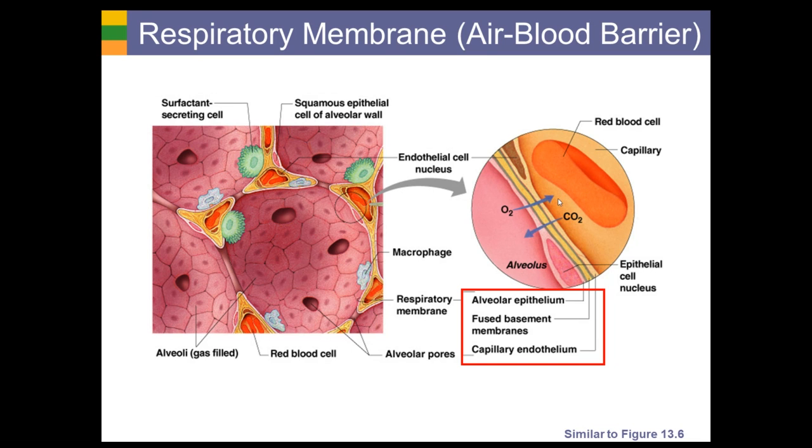Here we have the capillary. You can see the red blood cell in it. Here we have the alveolus with air in it. The wall of the alveolus is composed of a layer of simple squamous epithelial cells. The wall of the capillary is also composed of simple squamous epithelial cells. They share a common basement membrane, and it is across this very thin membrane that oxygen and carbon dioxide diffuses. This is where gas exchange occurs. Gas exchange occurs across the wall of the alveolus and the wall of the pulmonary capillaries.